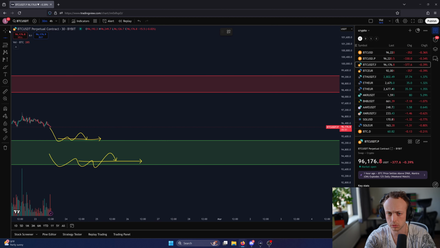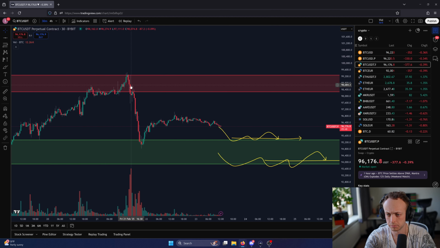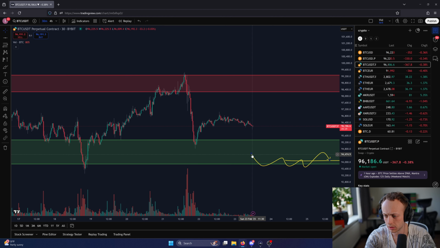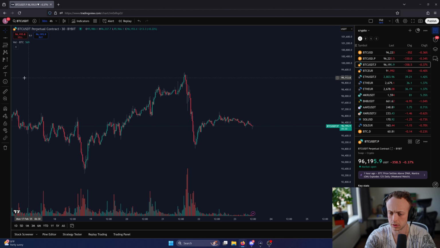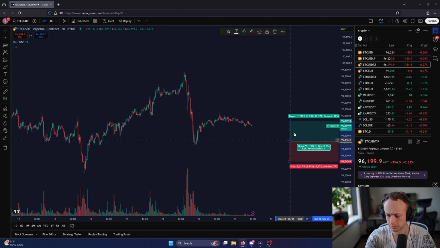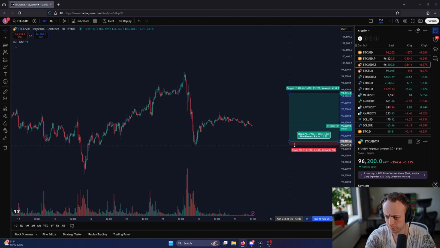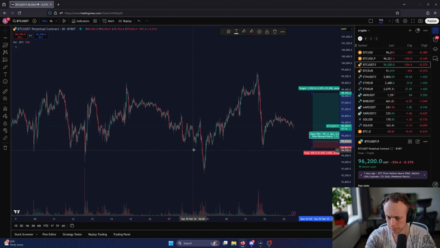So for example, there's a lot of wicks. I don't like wicks because it means this liquidity is already gone here and here. This is fine. You can catch this in my opinion. So let's remove the boxes. Let's show exactly what will be a nice entry. Around here, target here, stop loss. I would put my stop loss beneath this level.